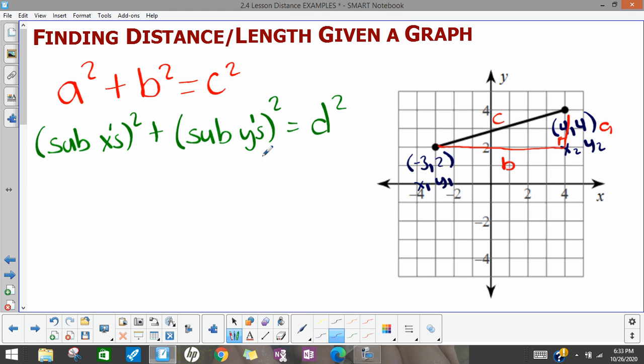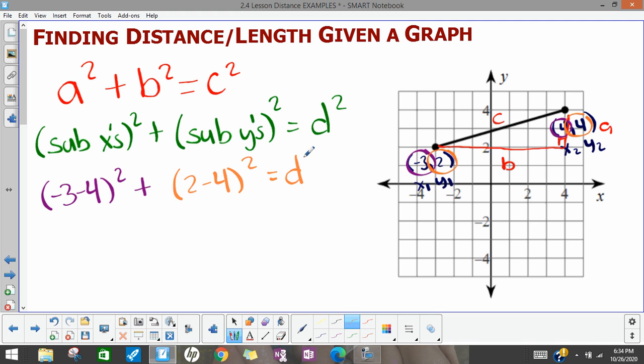And so here my x's are -3 and 4, so I'll subtract them. -3 minus 4 squared. My y's are 2 and 4. I'll subtract them. 2 minus 4. Keep the squared. -3 minus 4 is -7. 2 minus 4 is -2. And now we have to square these.